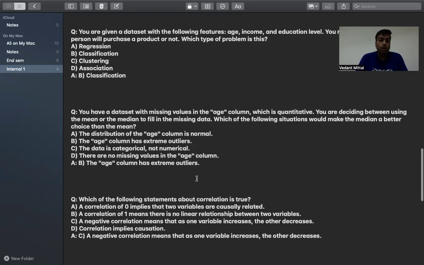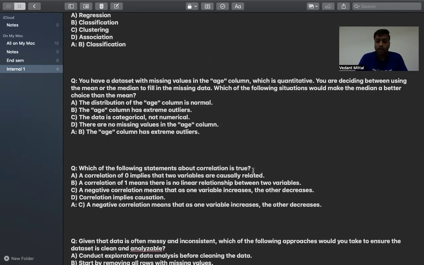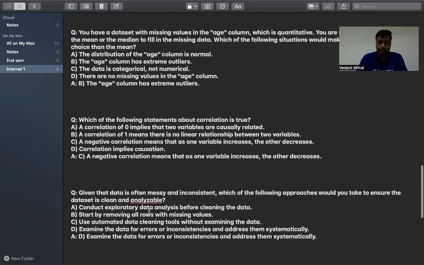So the next question is, which of the following statements about correlation is true? A, correlation 0 implies two variables are causally related. B, correlation 1 means there is no relationship between two variables. C, a negative correlation means as one variable increases, the other decreases. D, correlation implies causation. So the correct answer is option C. A negative correlation means that as one variable increases, the other decreases.